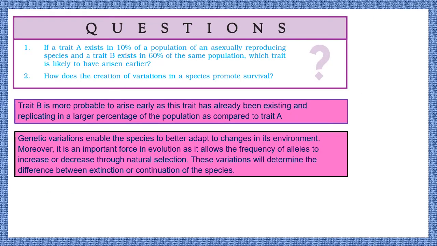Now here are the questions that I have taken from your textbook. Let me read the questions for you. If a trait A exists in 10% of the population of an asexually reproducing species and trait B exists in 60% of the same population, then which trait is likely to have arisen earlier? The answer is trait B. It is more probable to have arisen earlier as this trait has already been existing and replicating in a larger percentage of the population as compared to trait A.